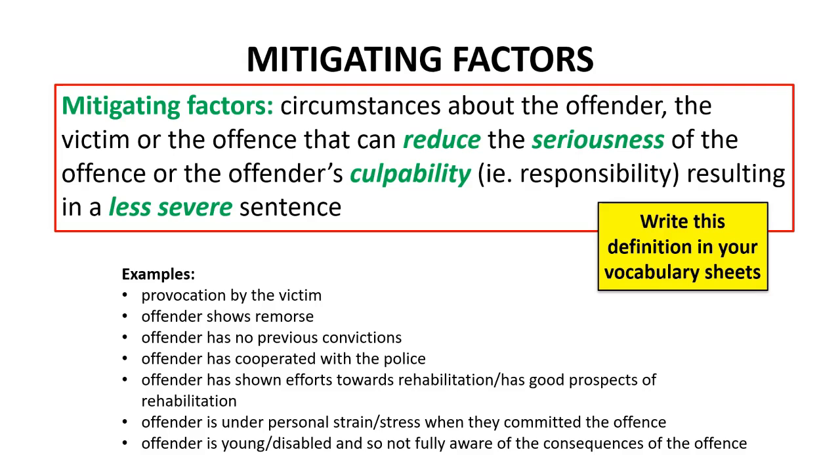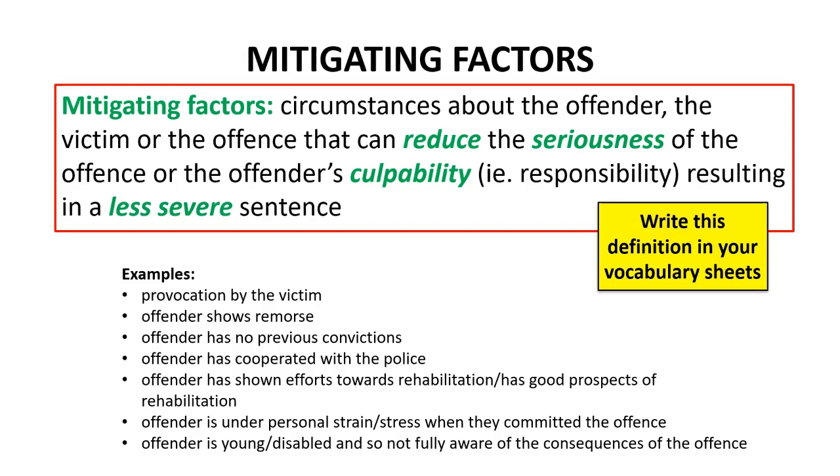It will be a mitigating factor if the offender has no previous criminal convictions, that is, they don't have a criminal record, or if the offender has cooperated with the police. It will be a mitigating factor if the offender has shown efforts towards rehabilitating themselves or otherwise has good prospects of rehabilitation. For example, as where the offender has been a very good student at school by perhaps completing their homework on time, and that shows that they've got the ability to make something good out of their lives.